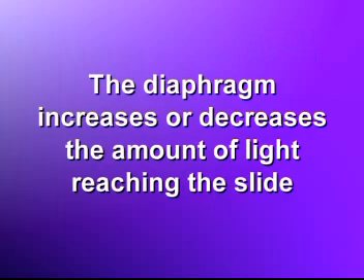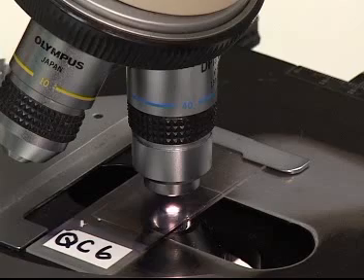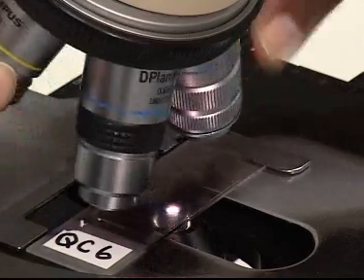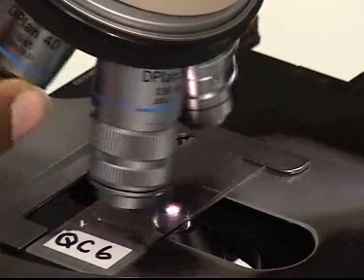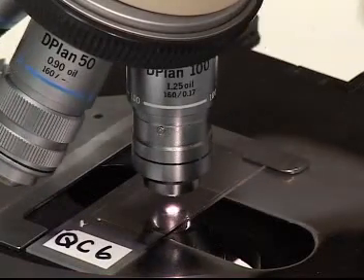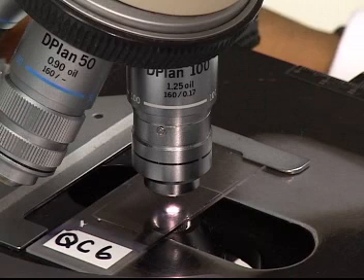The diaphragm increases or decreases the amount of light reaching the slide. Once your object is in focus under the low power objective and you want to enlarge the image, you can use the middle power objective. Hold any two of the objectives between the thumb and the forefinger and rotate the nosepiece until the middle power objective clicks into position. Now you can focus with the fine adjustment until you get a clear image.